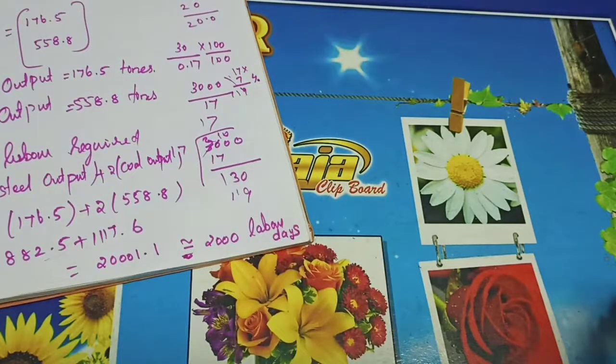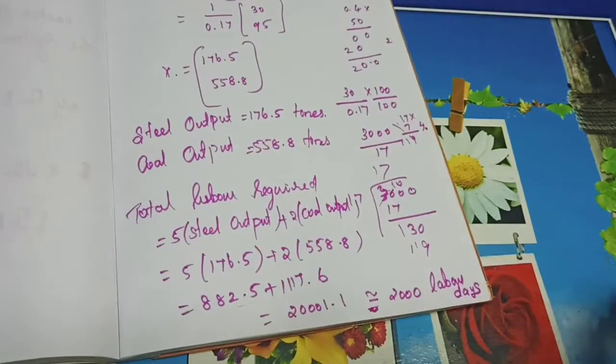Got it? Here in this question they asked about output as well as labor days. Labor days we can't write as decimals. If the decimal is more than 0.5, I will round up; here the decimal is less than 0.5, so we write 2000 labor days. Have you got it?